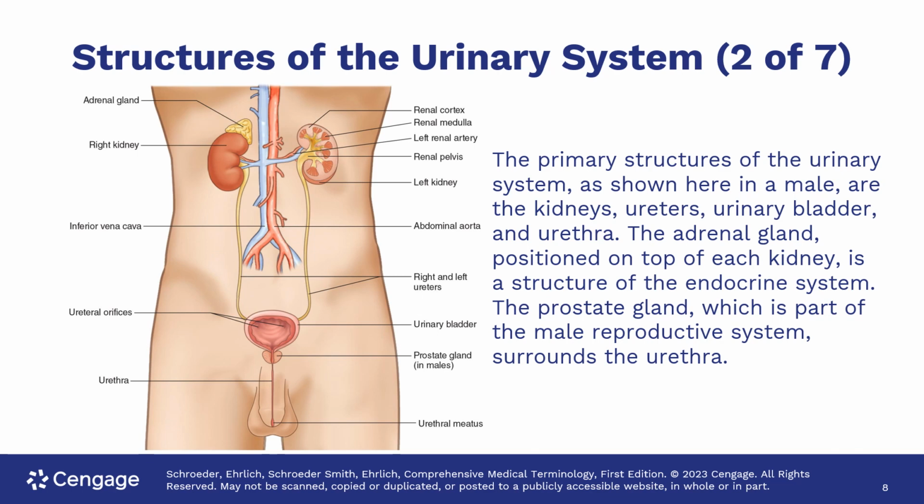Here you see the structures in the body as you look at the male in the anatomical position. Here's the kidneys, 1 on each side. They each have a tube coming out called the ureter, and both ureters lead into the bladder. The tube that leads out is the urethra.